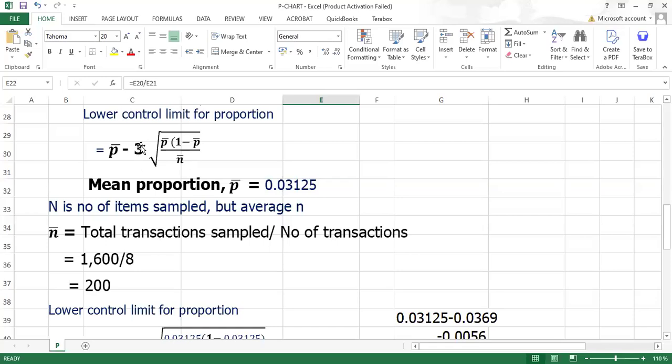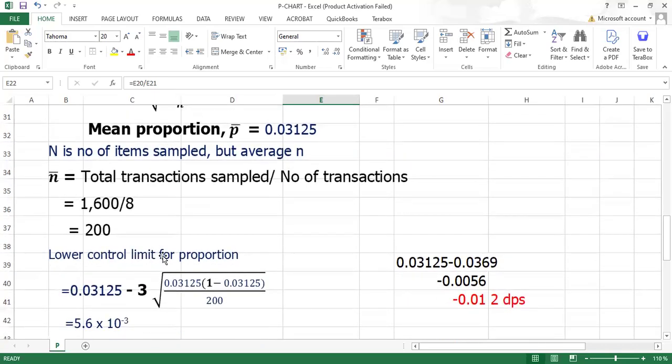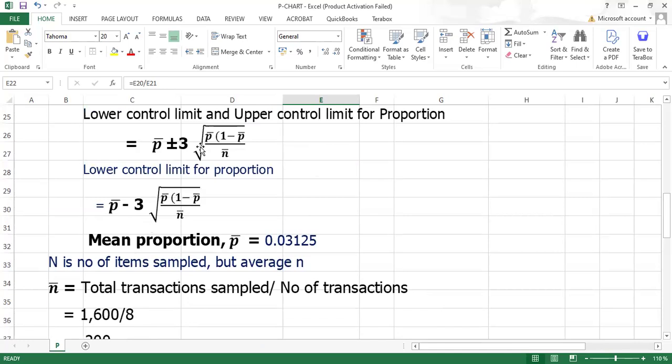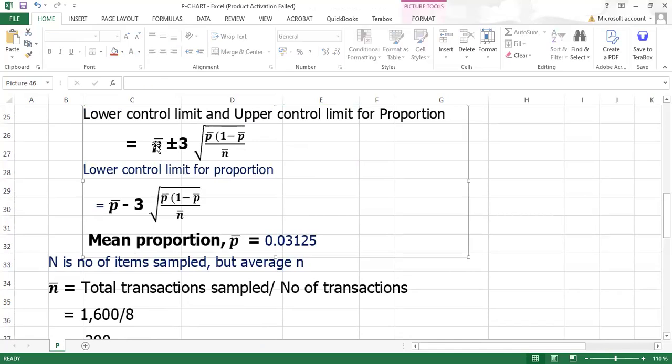Okay, and this 3 is not a cube root. This is 3 times whatever you get under the square root. So we are going to first get the lower control limit. How do we get the lower control limit? Going back to our formula.